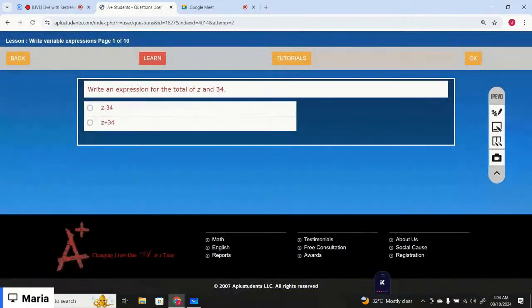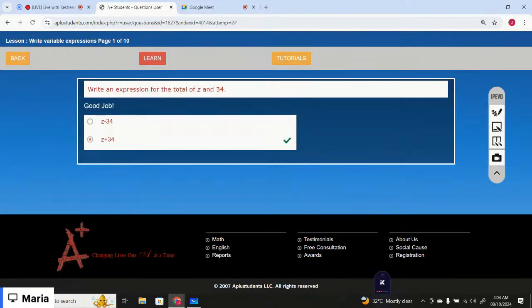Write an expression for the total of z and 34. So you need to write them down in the mathematical form. That means the one that involves the mathematical operations, right? So total of z and 34 means you need to add them. So that is z plus 34. Option number 2 is the correct option, that is z plus 34.